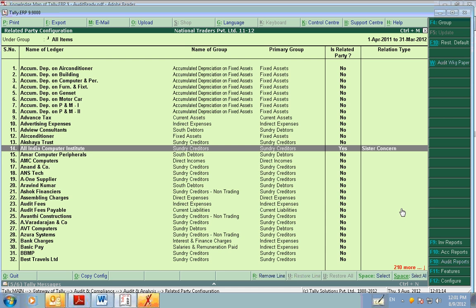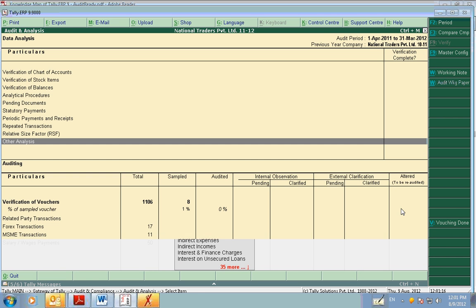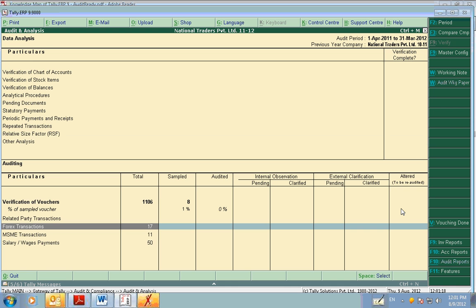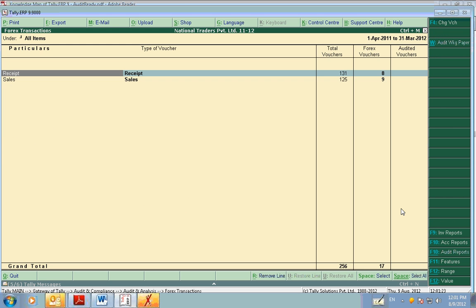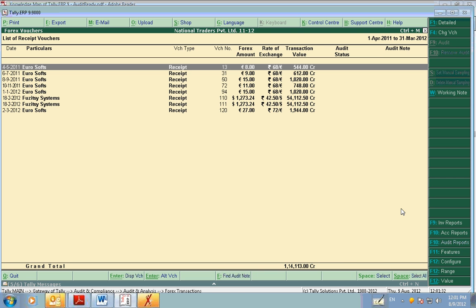And now here we are talking about this entire forex transactions. If you use the multi-currency option features, accordingly you can drill down to the entry level and check for the correctness of the same. How were these exchange rates accounted and what exactly the transactions done.